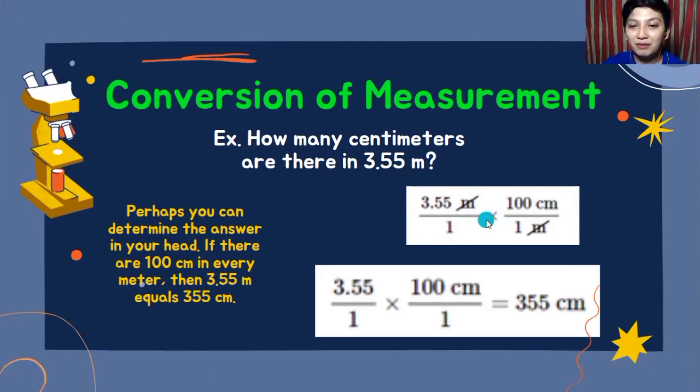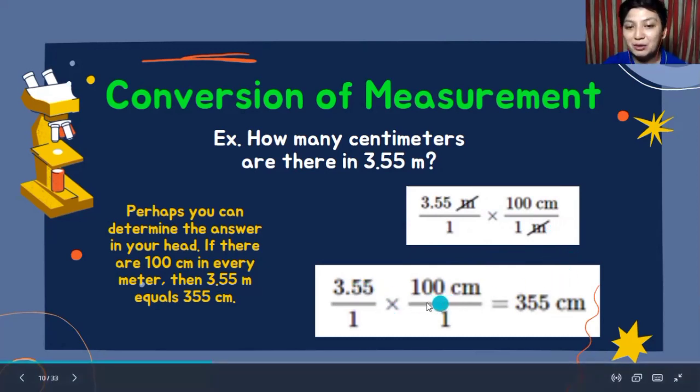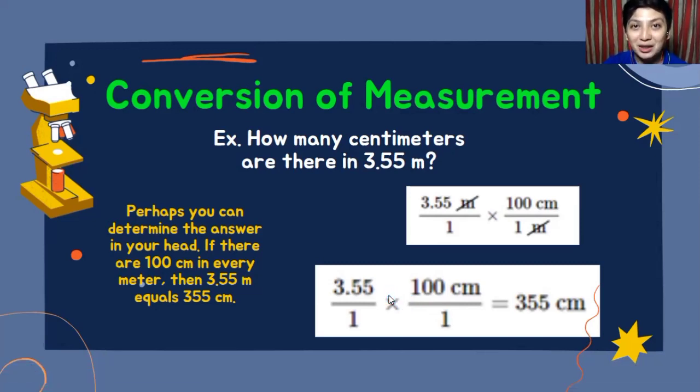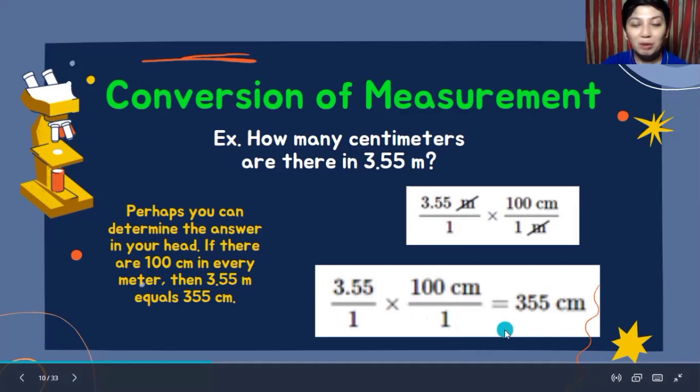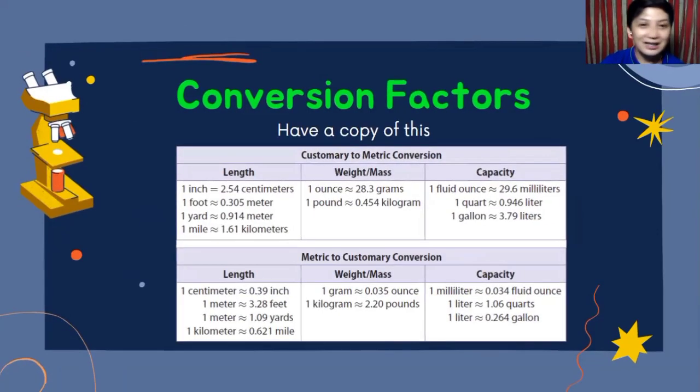Put it this way: 3.55 meters over 1. Automatically, it has the denominator 1 because that's automatic. And then for us to get centimeters, remember that in every 1 meter, there is 100 centimeters. So you put it at the numerator and then divide it again by 1 meter. All you have to do is to cancel the same unit so that you can now get the answer. So 3.55 times 100 centimeters. Since there's no more the same unit, we already canceled the meters here. So we will get 355 centimeters. All right, and that's easy for you.